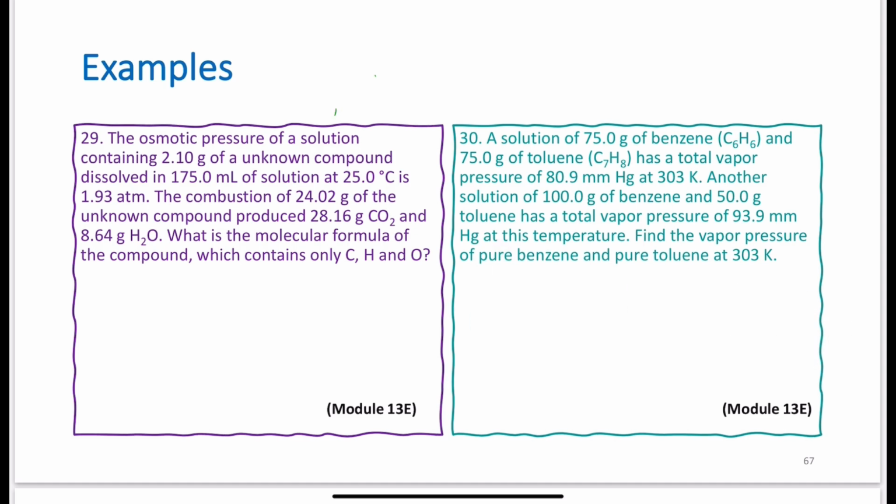Number 30 is a doozy. 30. A solution of 75 grams of benzene, C6H6, and 75 grams of toluene, C7H8, has a total vapor pressure of 80.9 millimeters of mercury at 303 Kelvin. Another solution of 100 grams of benzene and 50 grams of toluene has a total vapor pressure of 93.9 millimeters of mercury at this temperature. Find the vapor pressure of pure benzene and pure toluene at 303 K.